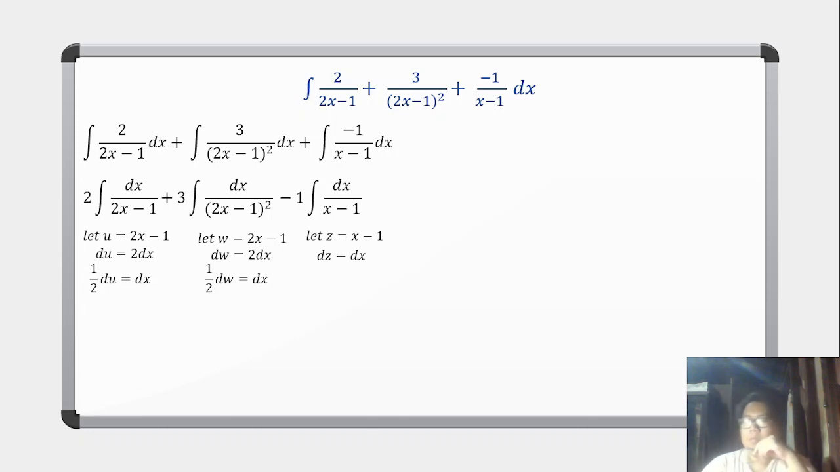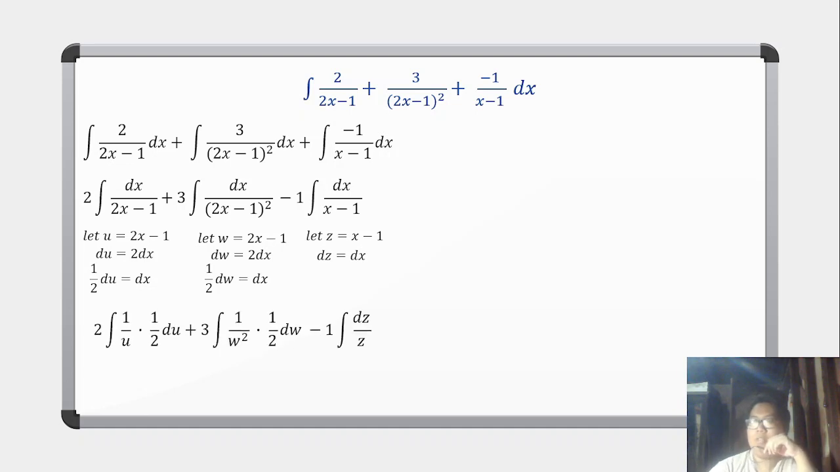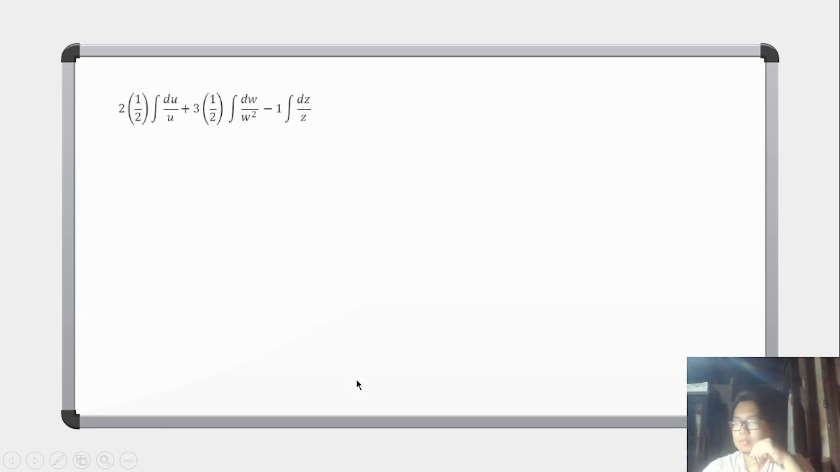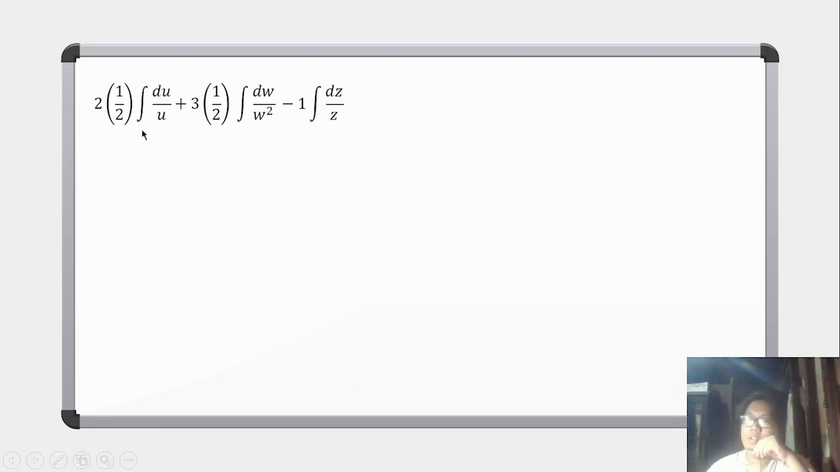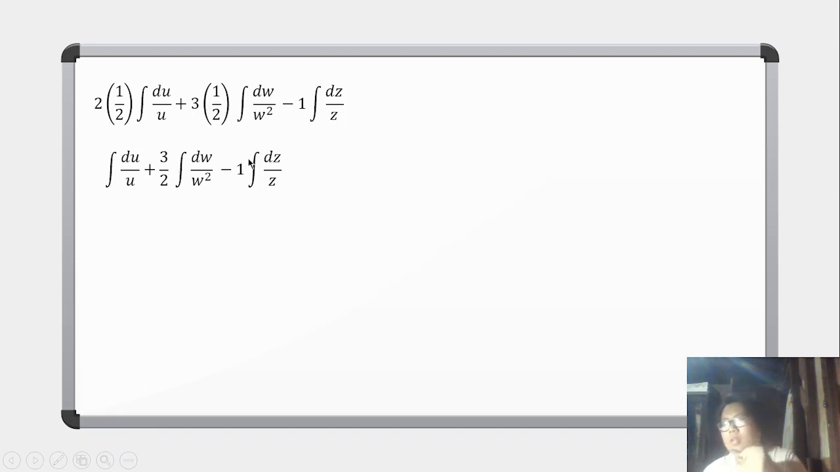So now we can substitute it, so we're left with this. So 2 integral of 1 over u times 1/2 du plus 3 integral of 1 over w squared times 1/2 dw minus 1 integral of dz over z. So we're going to take the constant out. So our constants are 1/2 here and 1/2 here. So taking them out, we now have this, and multiplying 2 times 1/2, that would be 1. So you can just omit it. So 3 times 1/2 is equals to 3/2. So this should be the one that we're going to solve now.